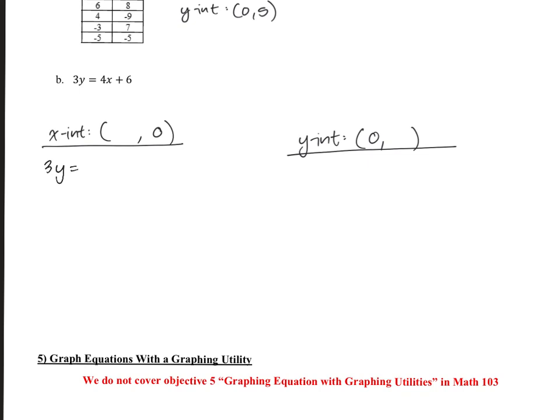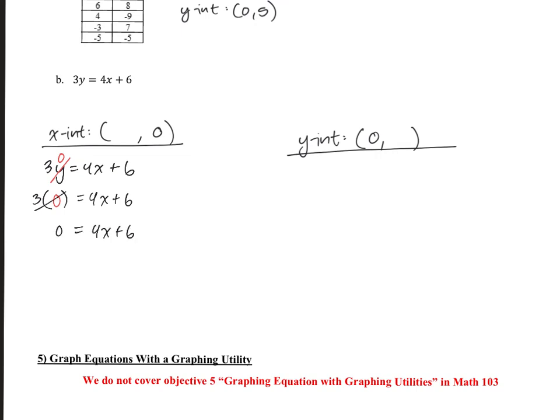So 3y equals 4x plus 6. I'm going to write down my equation. And I am told to replace y with 0. So let's go ahead, take that out, replace it with 0. So that'll be 3 times 0 equals 4x plus 6. And now we want to solve for x. Well, 3 times 0 is 0.